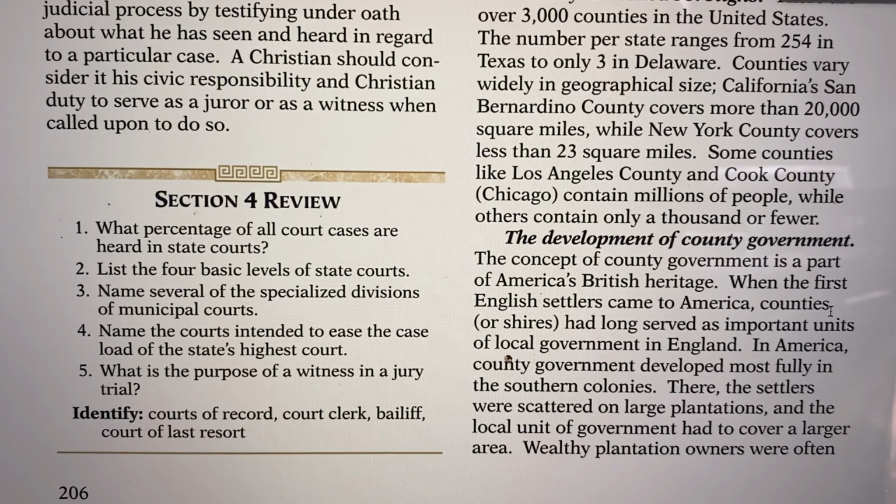What is the purpose of a witness in a jury trial? A witness is to present truth. A jury is a group of people selected to ascertain the truth on the basis of evidence presented to them. So that's it. We're going to go on then to local. We went over the whole thing on state. So, okay, we're done for today.